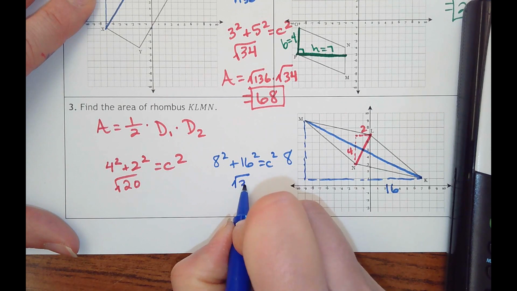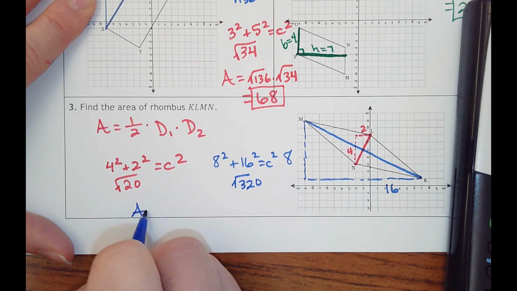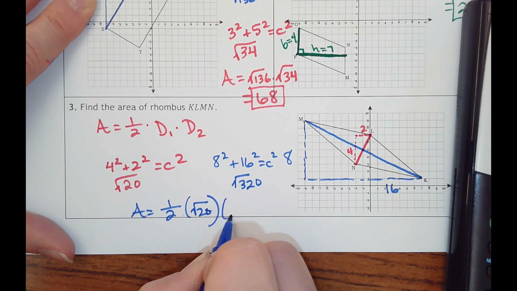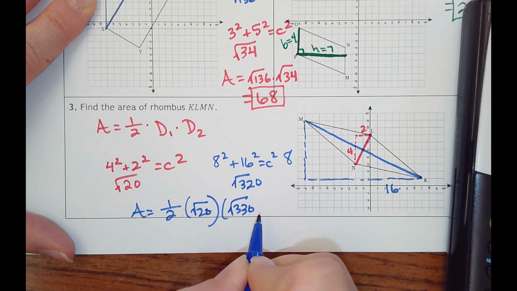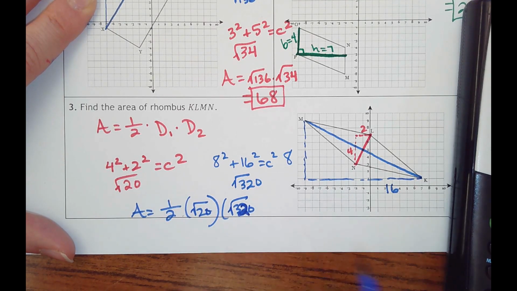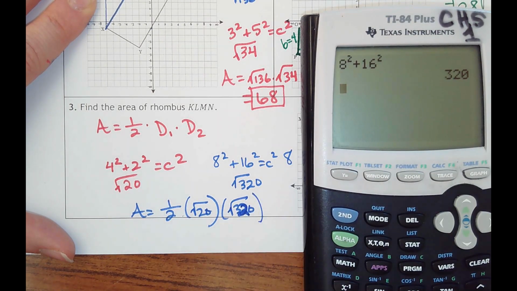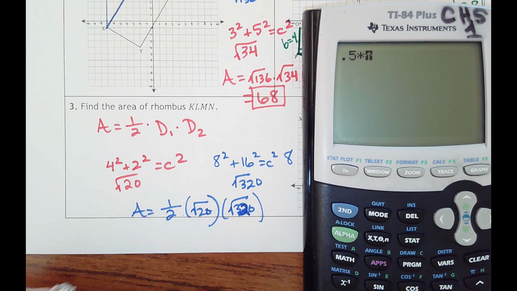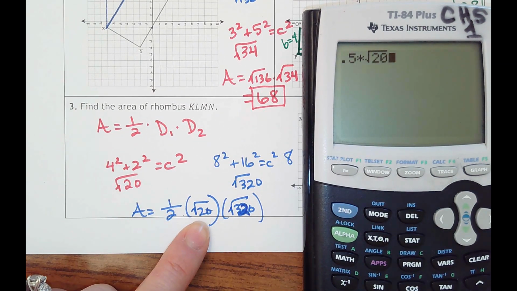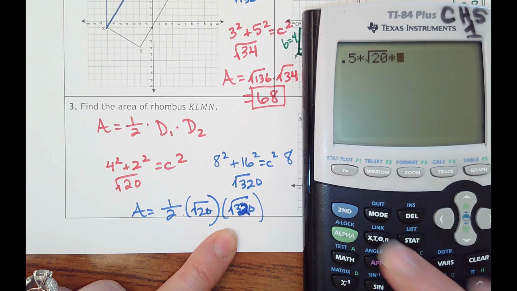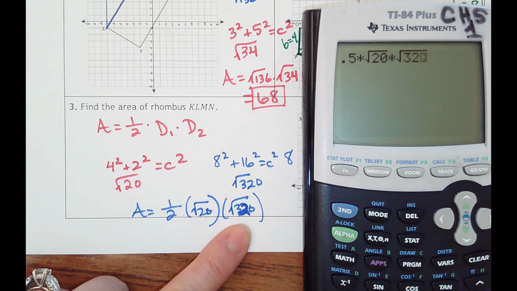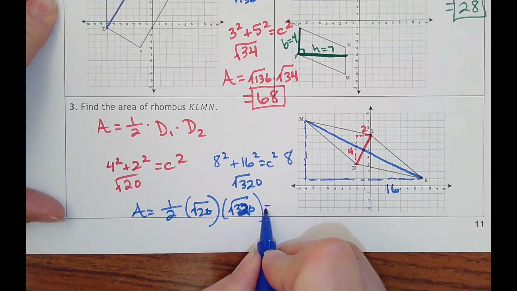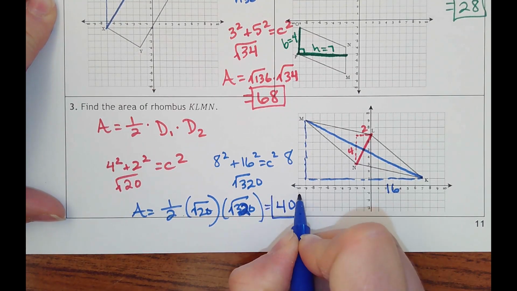Again, I am not going to try to simplify these. I'm just going to plug them in, and hopefully they turn out to be something good. I didn't mean to put 330, 320. So 1/2 is really just 0.5 times the square root of 20 times the square root of 320. And that just gives me an area of 40. And that's it.